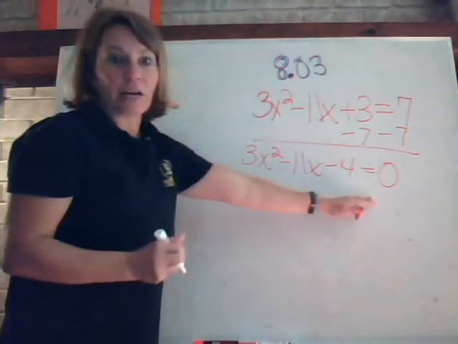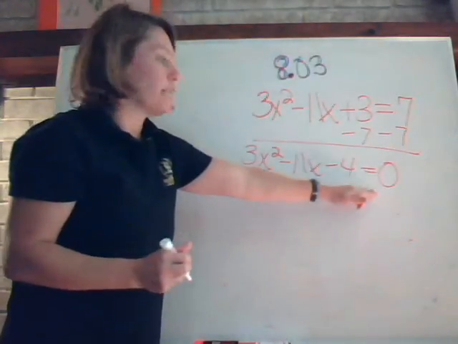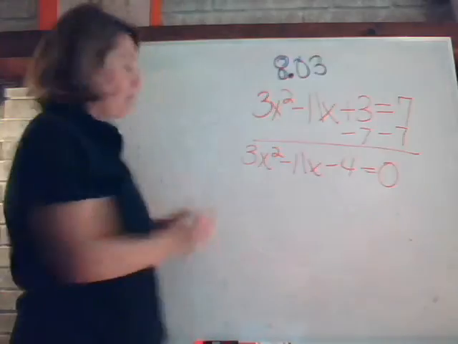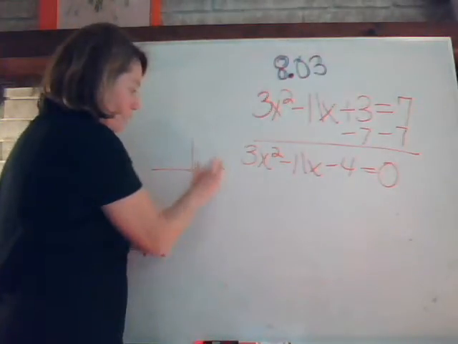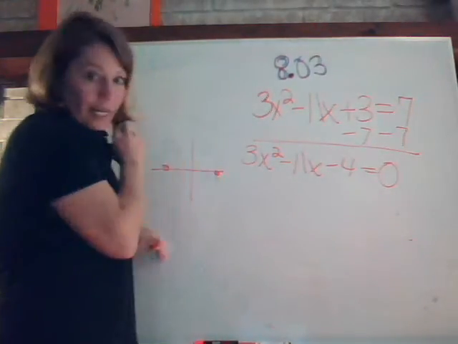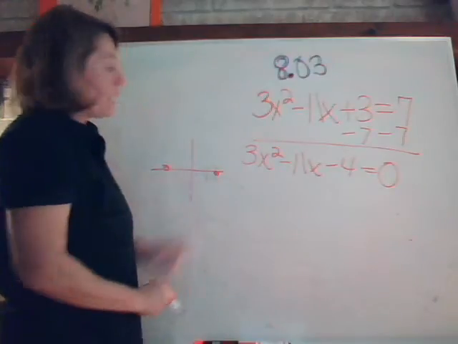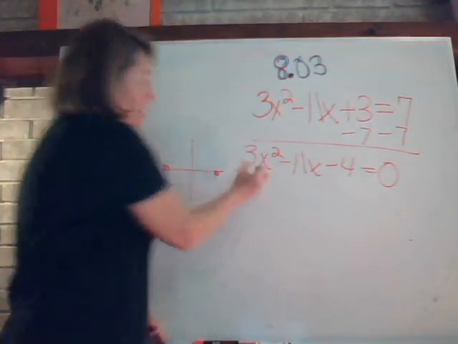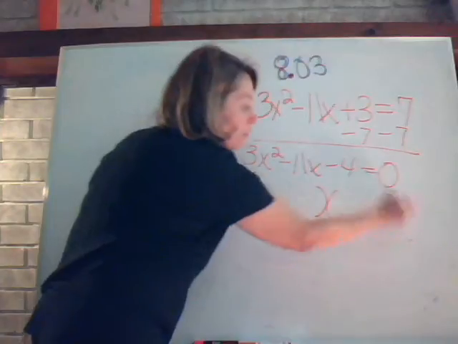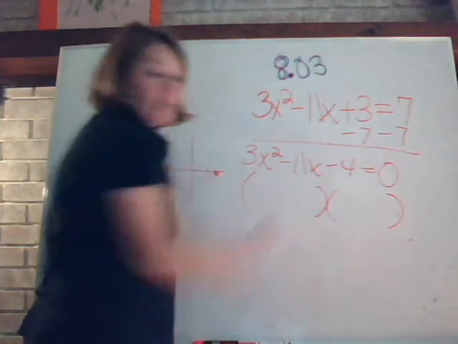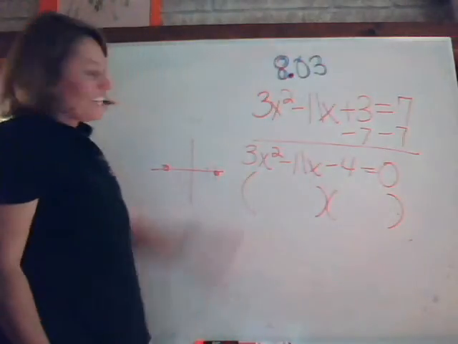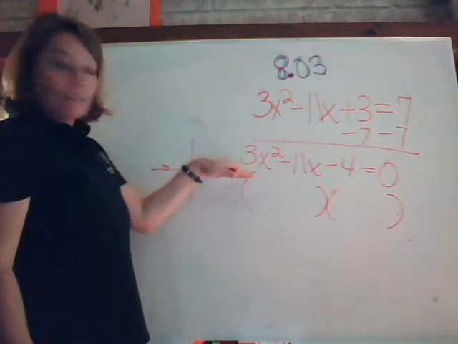So that's a key. You've got to have it always equal to 0 because that's where it crosses the x-axis. Remember, we're finding the roots, where we're crossing the x-axis, where y is 0. Okay, we've got to factor. There's not a common factor because you've got a 3, an 11, and a 4. No common factors. So now I have to figure out how this factors.